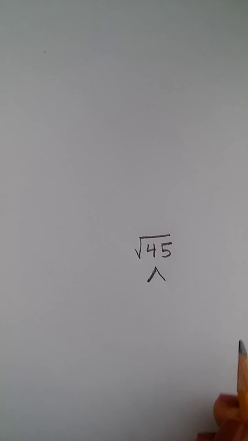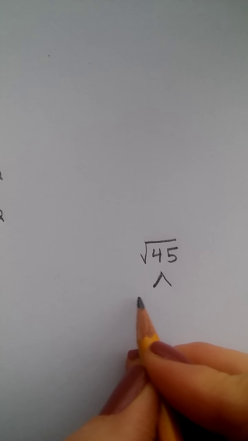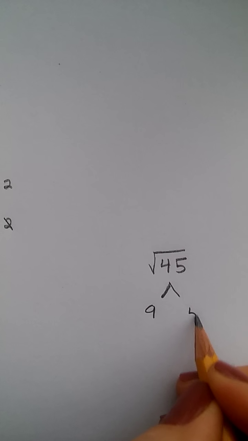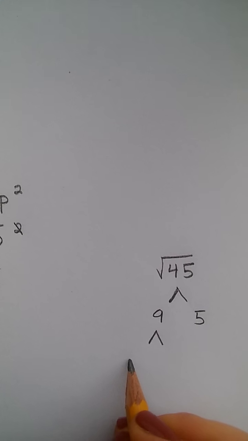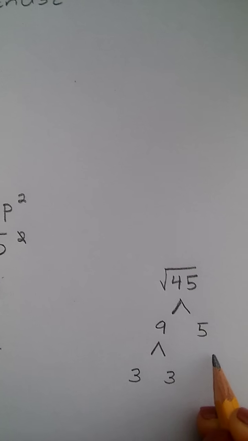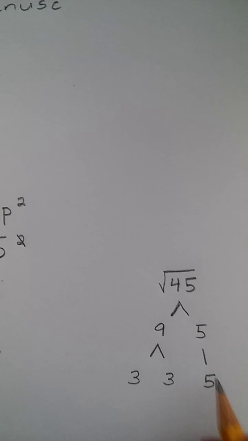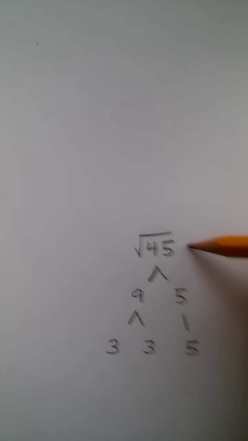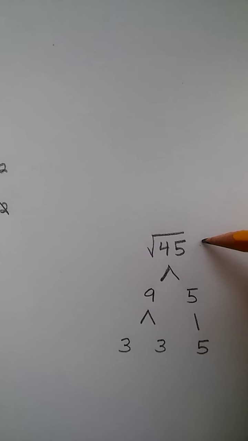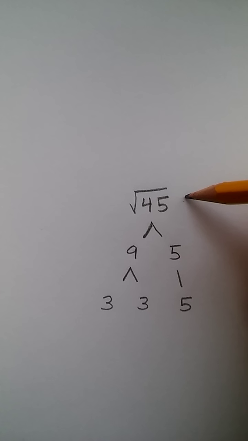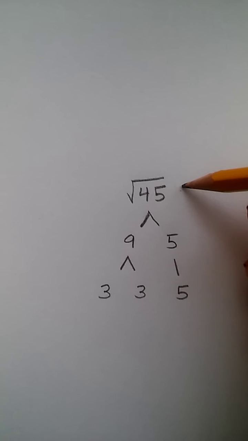Technology is your game. Here, for our factor tree, 9 and 5, 3, 3. So when you tried to use your calculator and did the square root of 45, you got a decimal because it is not a perfect square.